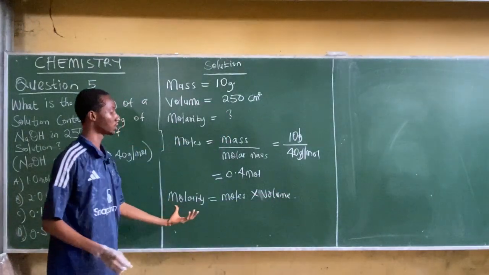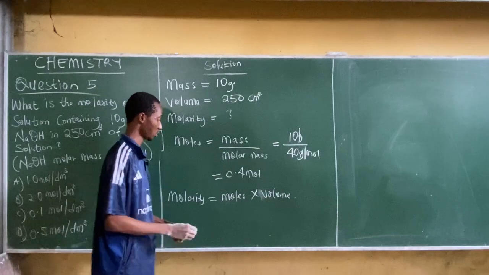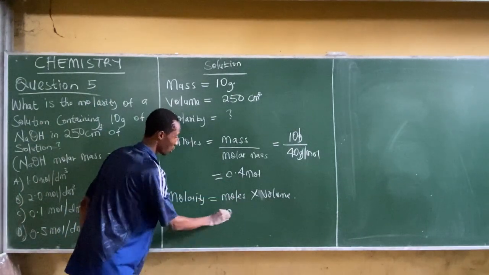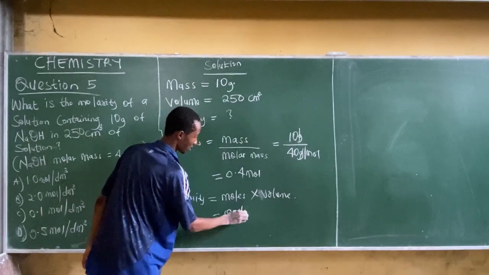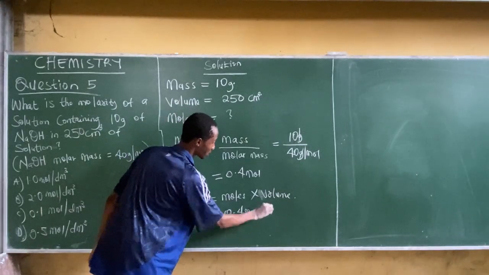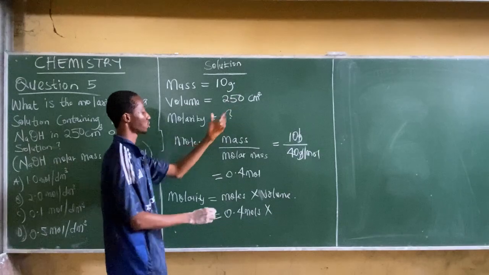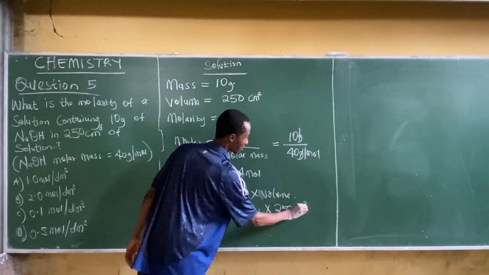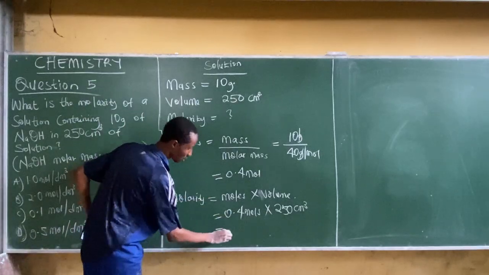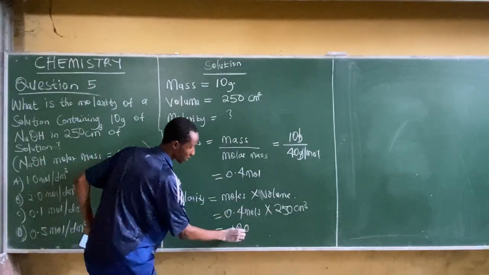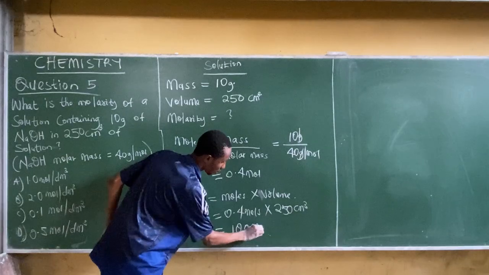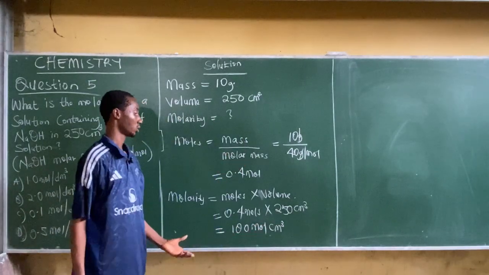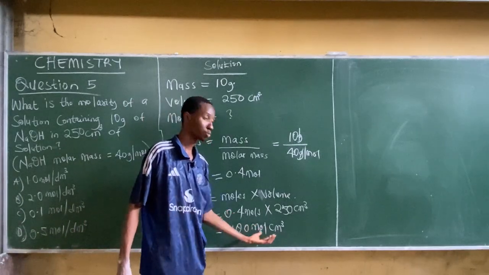The formula for molarity is given as moles divided by volume. So the number of moles we have here is what? 0.4 moles. The volume we have here from the question is 250 cm cube. This is going to give us 100 moles per cm cube. Now we're going to convert this from cm cube to dm cube.